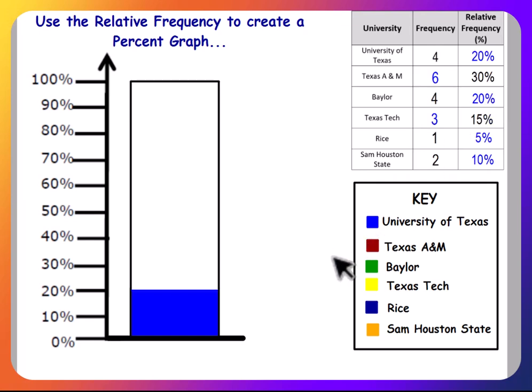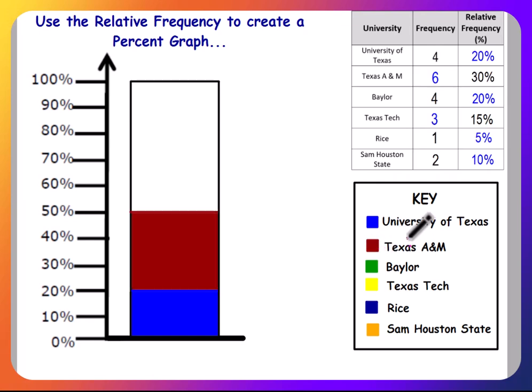Now, we're going to start Texas A&M where the University of Texas leads off. So where does the University of Texas stop? It stops at 20%. So we need to start at 20%, and from 20% go up 30%. From 20% to 30%, that's 10%. 30 to 40%, that's 20. 40 to 50 is 30%. So from 20% to 50% is your A&M, which is a total of 30.